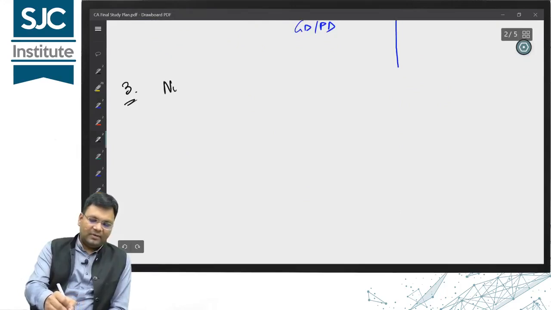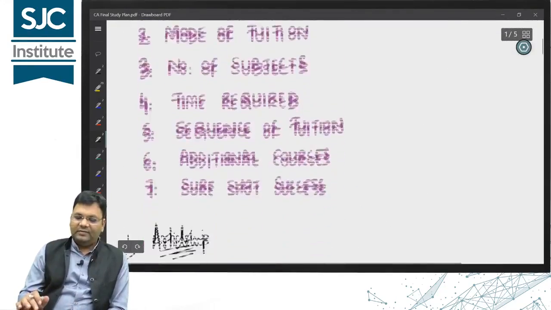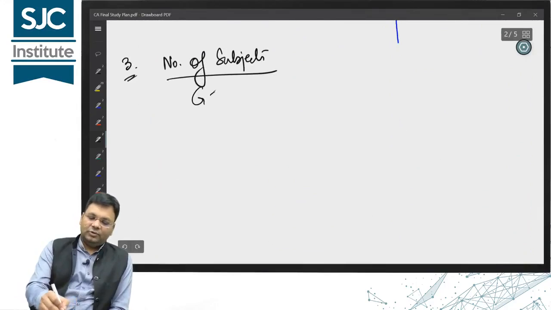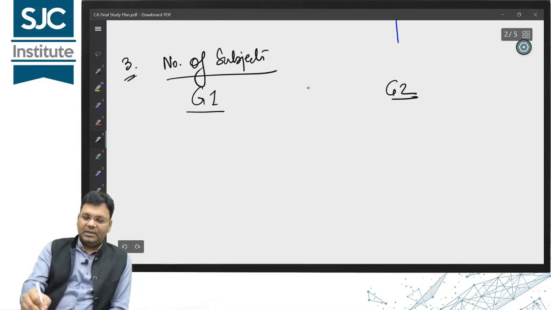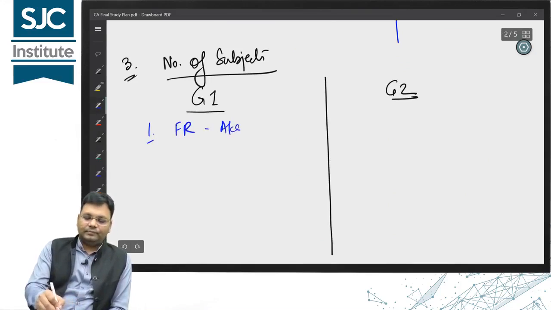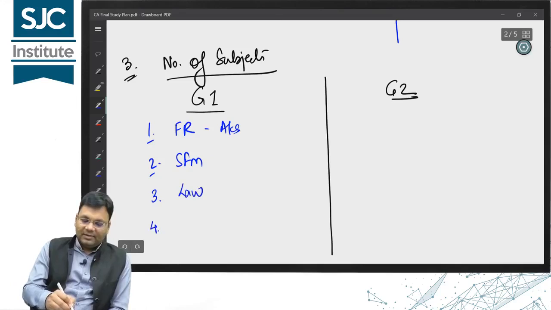Third point is the number of subjects. This is something basic that you must know. If you know from before, it is very nice, you are proactive. If not, you should know that there are two groups, as in Inter, and each group has 4 subjects. First in group 1 is financial reporting, that is accounts. Second is SFM, which is advanced FM. Third is law, I'm writing just the colloquial name. And fourth is your audit.